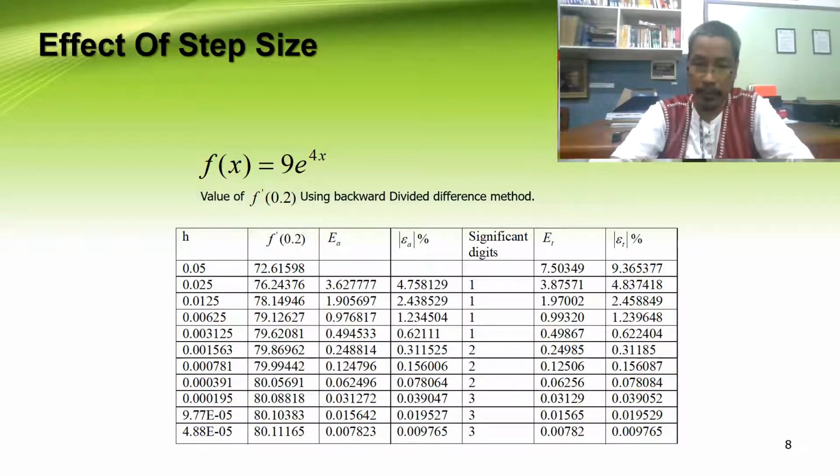Now, let us do this problem wherein we have a given function f(x) = 9e^(4x). This is the same problem when we are required to solve it, but using a different method, using FDD. Now, the same problem, but we are asked to use BDD.